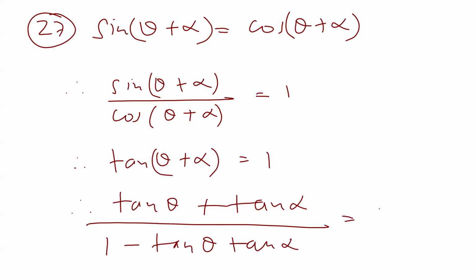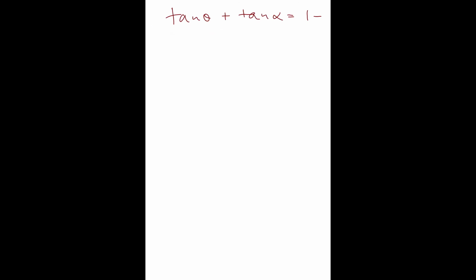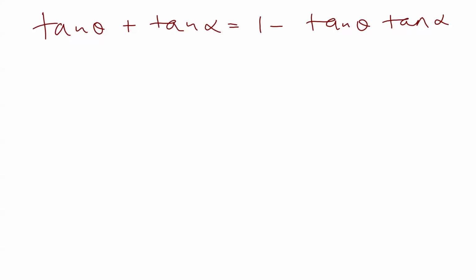Now, cross multiply this term on the right hand side. So, tan theta plus tan alpha is equal to 1 minus tan theta tan alpha. Now, what we are supposed to prove, I'll just write it down for you. Just a second. So, you're supposed to prove tan theta is equal to 1 minus tan alpha upon 1 plus tan alpha.